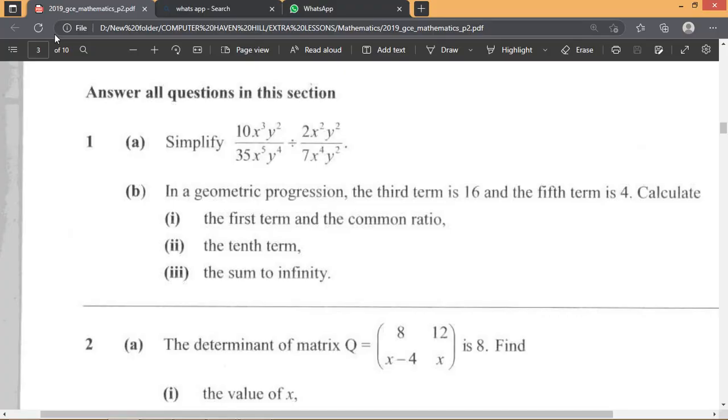Okay, that's what we have, and the question is saying find the first term and the common ratio. The common ratio is what we found, so let's go to finding the first term. For us to find the first term, we need to remember our equation 1.